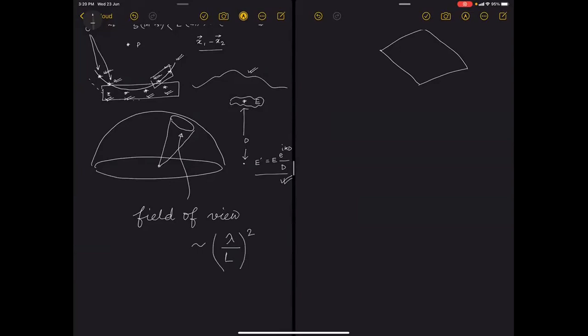Lambda is the observing wavelength, right? So it is decided by, if you are using a dish antenna like the GMRT, it's a kind of umbrella, if you wish. It is decided by the diameter of that umbrella or the dish. So actually the inverse of the diameter, if you square that, you get the solid angle.